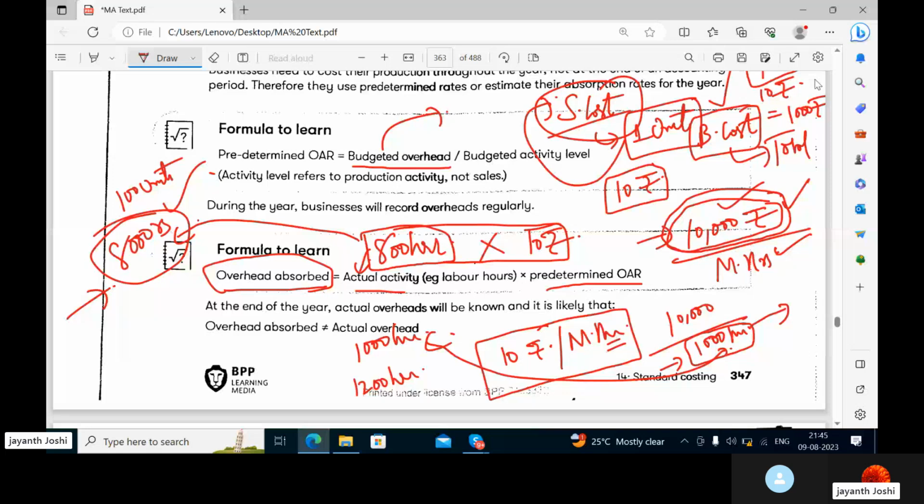Standard cost of overhead for the actual number of hours the machine has worked. Standard cost of overhead per unit, actual outcome, or actual number of hours the machine has worked. Is it right? Yes, sir. Yes, Faisal? Yes, sir.